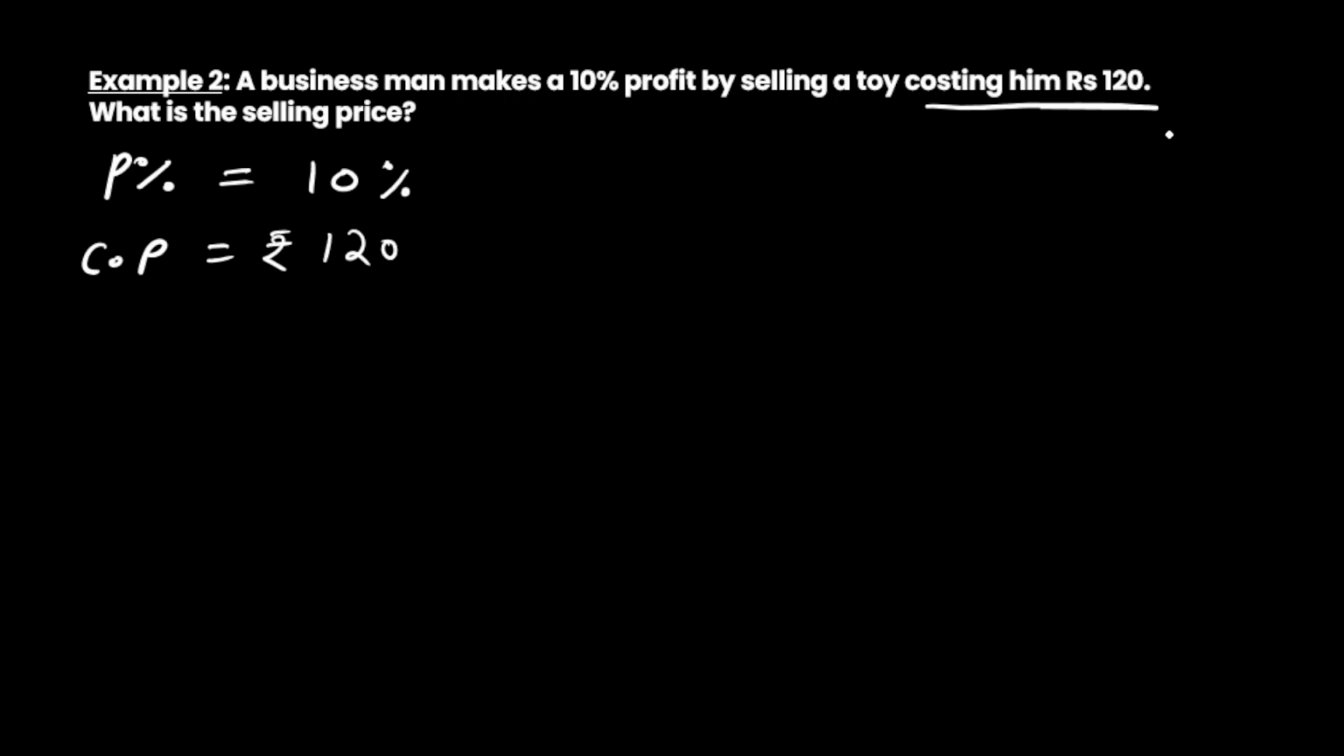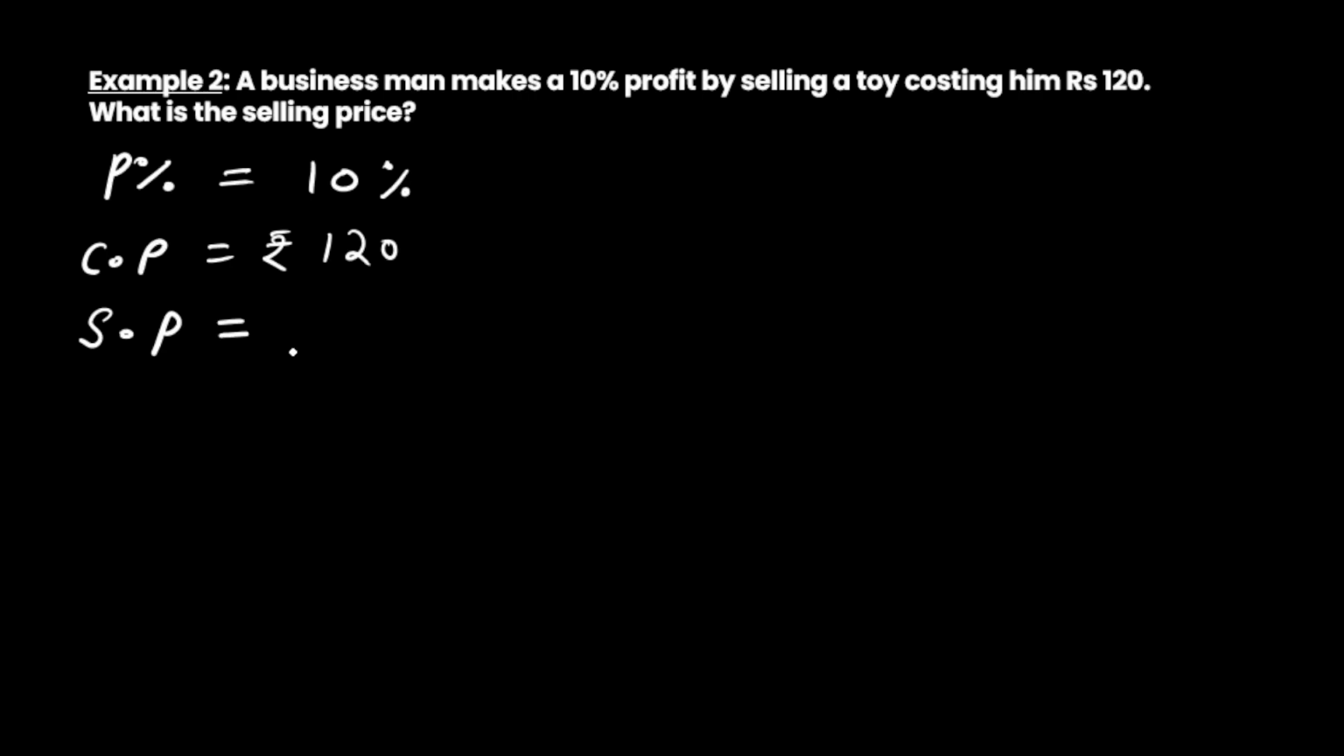Costing him rupees 120 means, although some students might get confused because they will see the word selling. Here you have to read the full sentence, and you can see selling a toy. He earned profit by selling a toy which cost him rupees 120. That means for him the cost price is given to us. Whatever the cost price is, that 120 is the cost price for him. What do we have to find? We have to find the selling price. Although it's mentioned here, what is the selling price, from here itself you can understand that this is the cost price only.